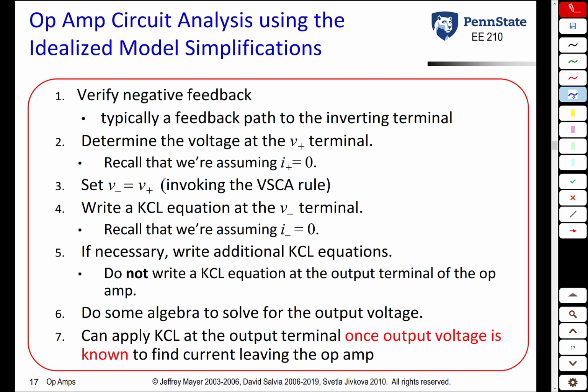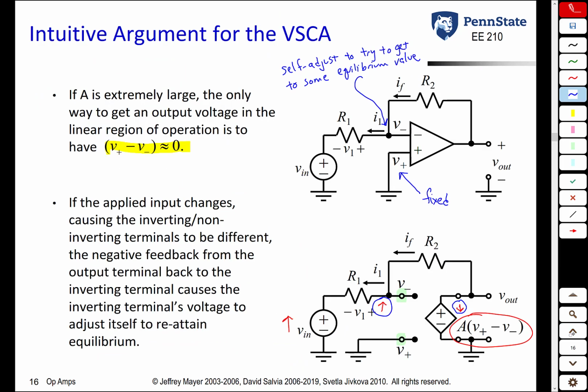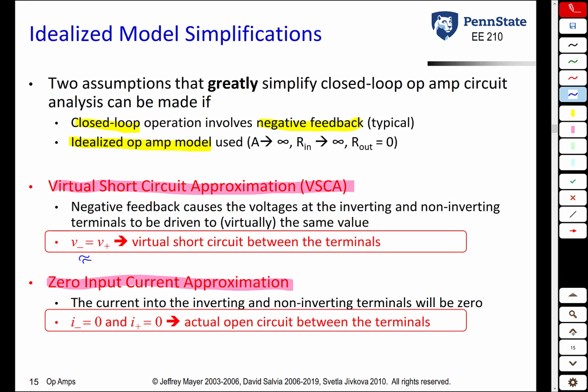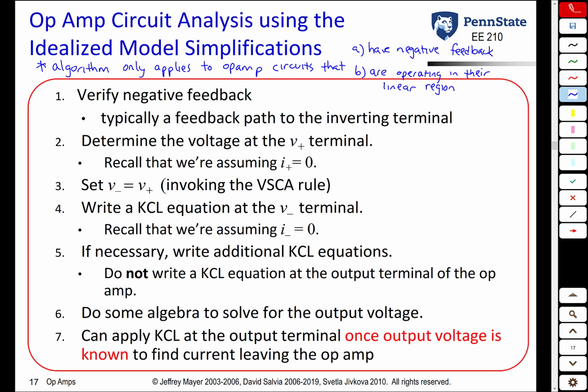So how do you solve op-amp circuits when you use the idealized model? First thing I need to point out here is this algorithm only works for op-amp circuits that have negative feedback and that are operating in the linear region. The reason that these two requirements are necessary is because they have to be present for these two assumptions here, the virtual short circuit approximation and the zero input current approximation, to be valid. So what are the steps?